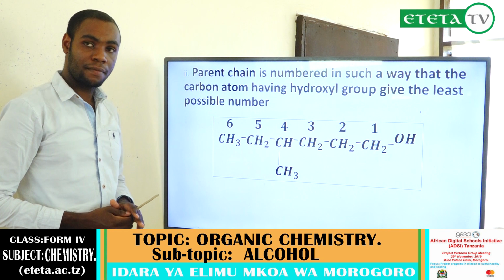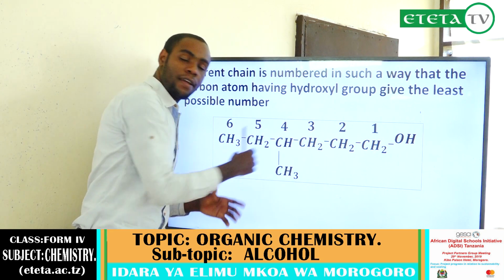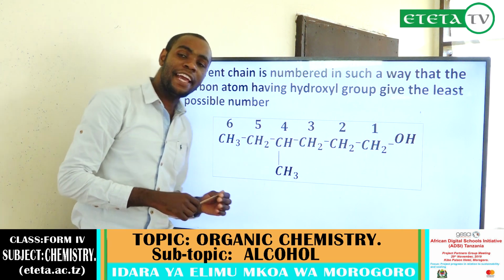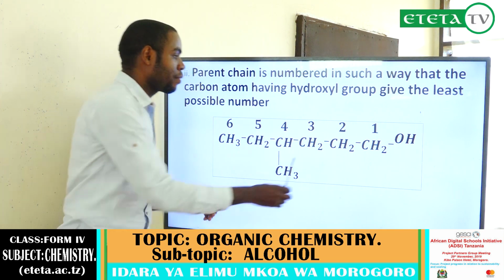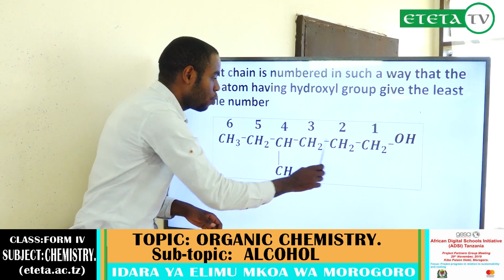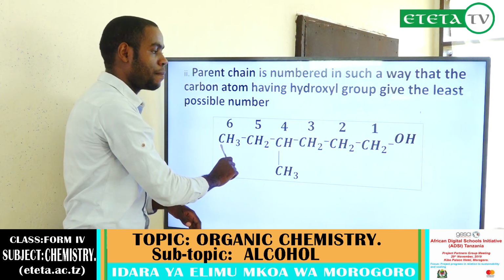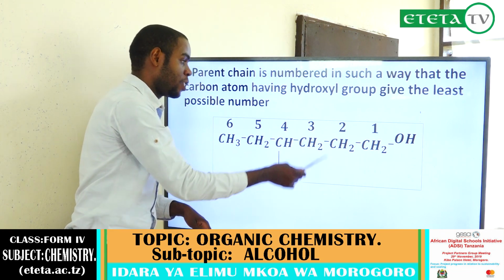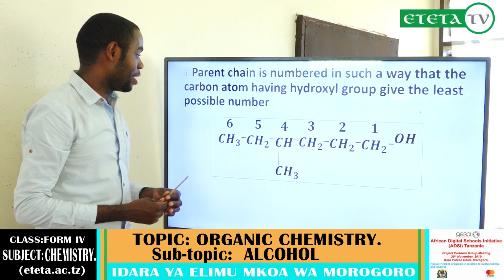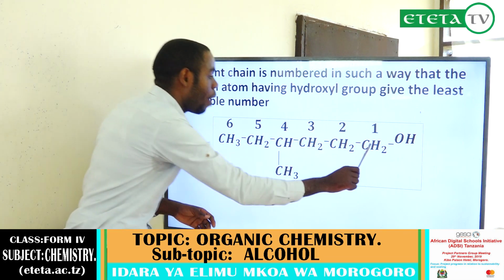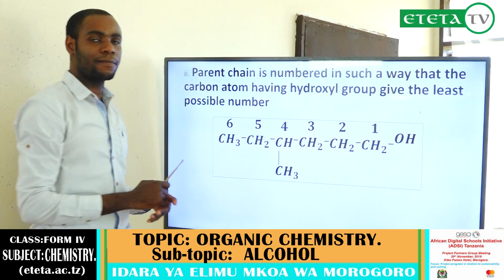For example, this compound here. If you identify the longest chain, you will start with this carbon. Because it carries the OH group, it will be 1, 2, 3, 4, 5, 6. That is option number 1. Option number 2 is 1, 2, 3, 4, 5. Option number 2 has a smaller number of carbon atoms. So you take option number 1, which is 1, 2, 3, 4, 5, 6.